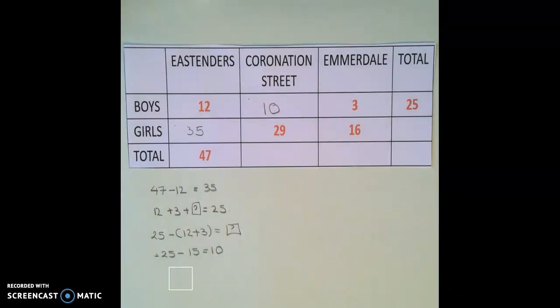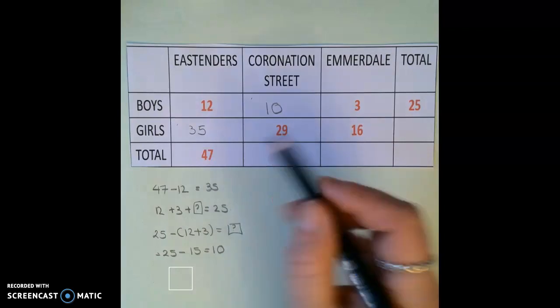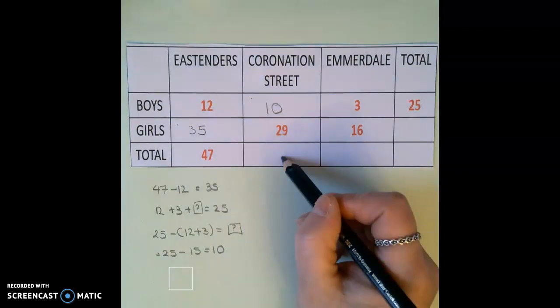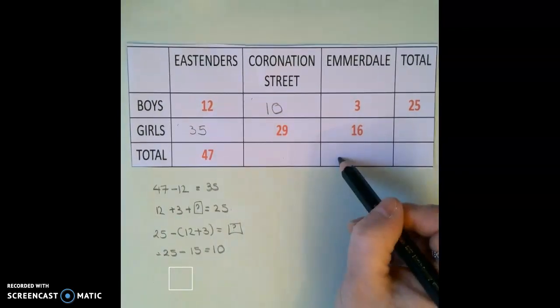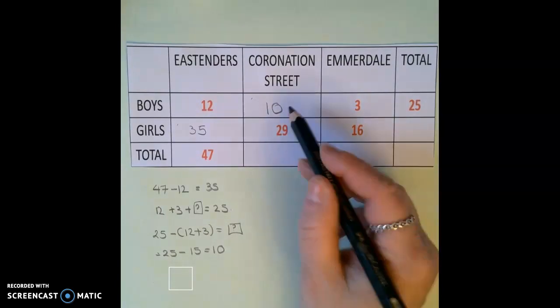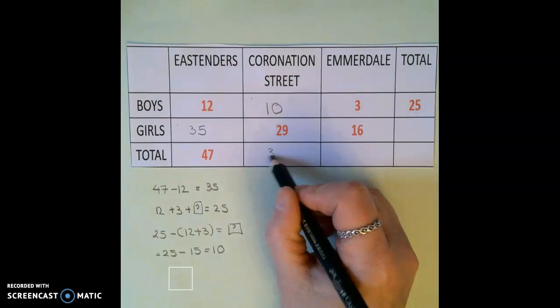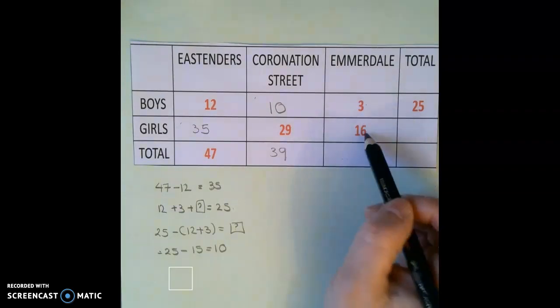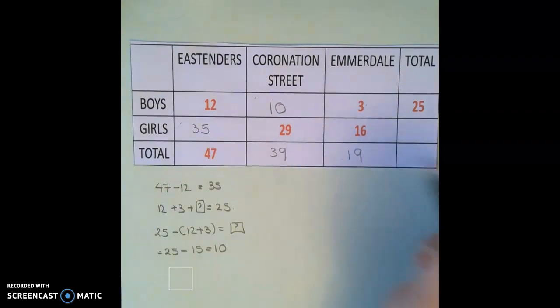So we now want to work out the other parts. Because we've worked out a couple of the missing gaps already, we now only have one gap here and we now only have one gap here. So we can work those out. So 10 and 29 is 39. 3 and 16 is 19.